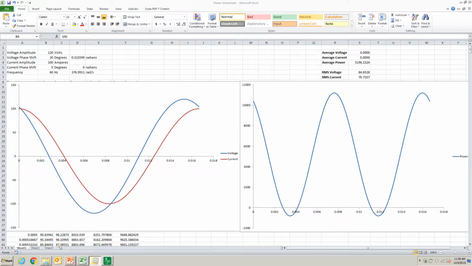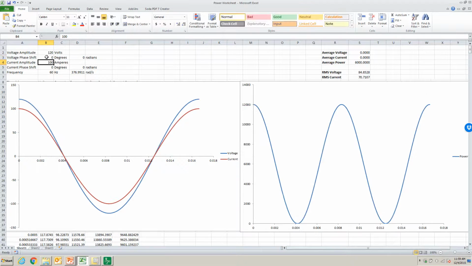So now what I'm going to do is take a look at how all of this comes together. In this Excel spreadsheet right here, I have 2 plots, and those plots are tied to calculations for the instantaneous power that have been shown previously.